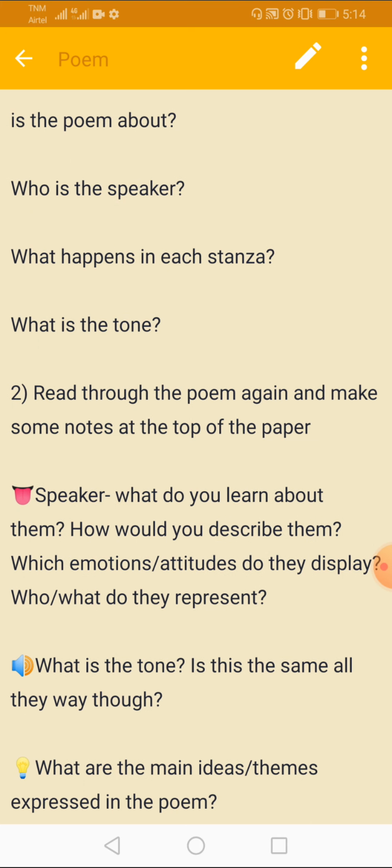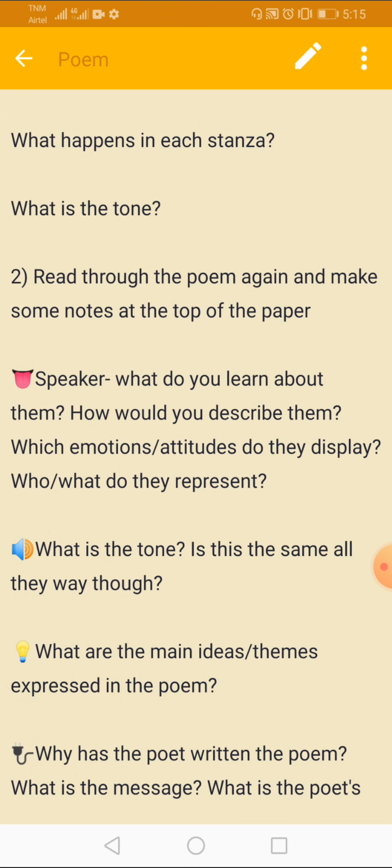What happens in each stanza? As you go stanza by stanza, you try to identify what happened in each and every stanza. What is the tone? Is it formal? Is it informal? Is it serious? Is it chatty? You have to see the poem. What words has the writer used, and what kind of tone have those words created?